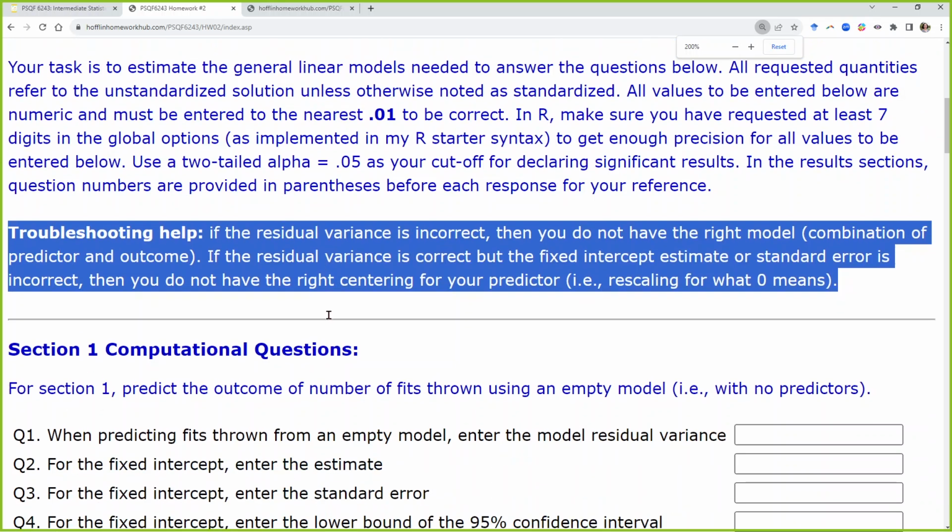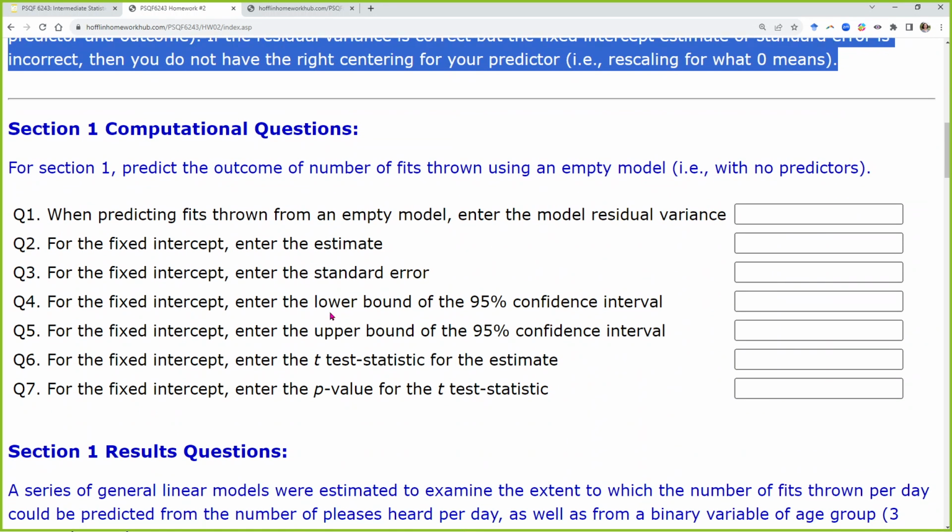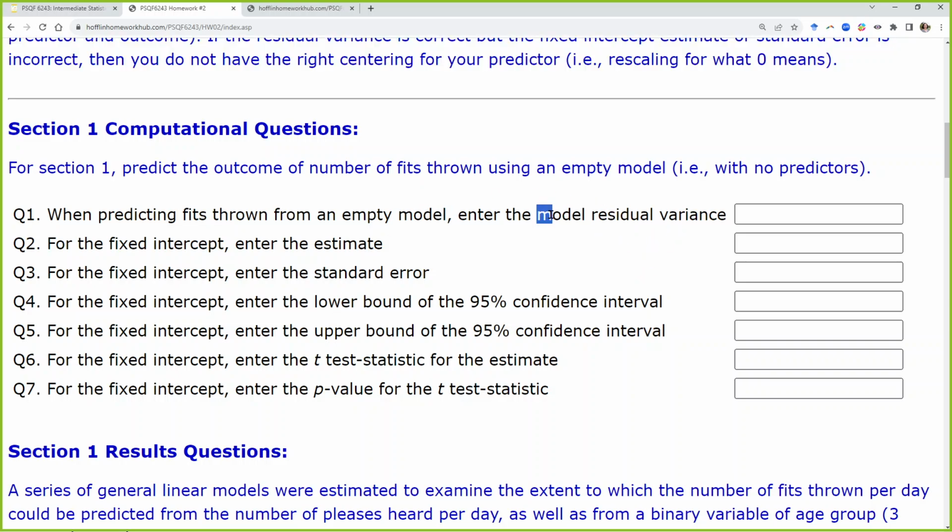The first 2 questions in each of these sections are designed to make sure that you are on the right track. So enter the model residual variance. That tells me that you have the right X and Y. Okay, if you get that right, you have the right ingredients in the model. Then enter the fixed intercept. As we just discussed in our formative assessment, that tells me if you have the right centering, if you have the right 0 point for your predictor. Otherwise, that number will be wrong.